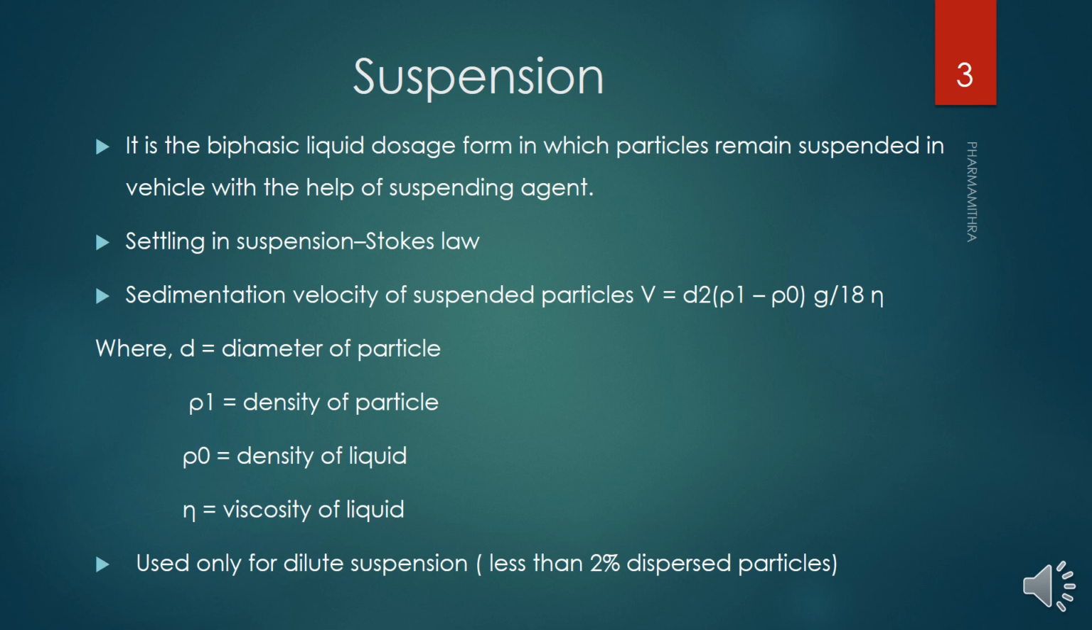The sedimentation velocity of a suspended particle can be explained with the help of an equation: V equals d squared into (ρ1 minus ρ0) into g, divided by 18 eta, where d is the diameter of the particle, ρ1 is the density of the particle, ρ0 is the density of the liquid, and eta is the viscosity of the liquid. We want to correlate the things if an indirect question is asked from this part. This equation is used only for dilute suspension, that is, a suspension having less than 2% dispersed particles.